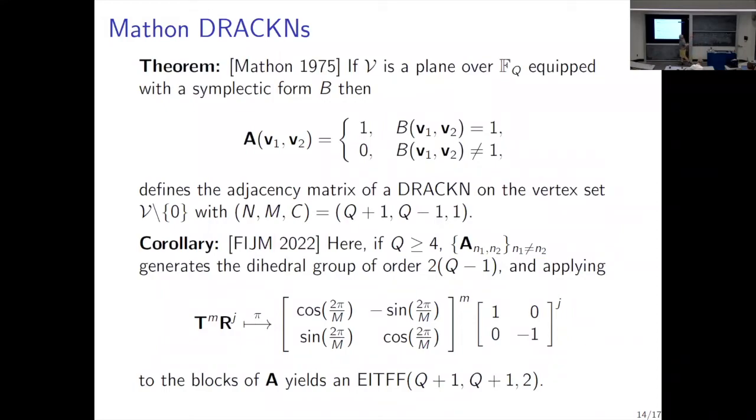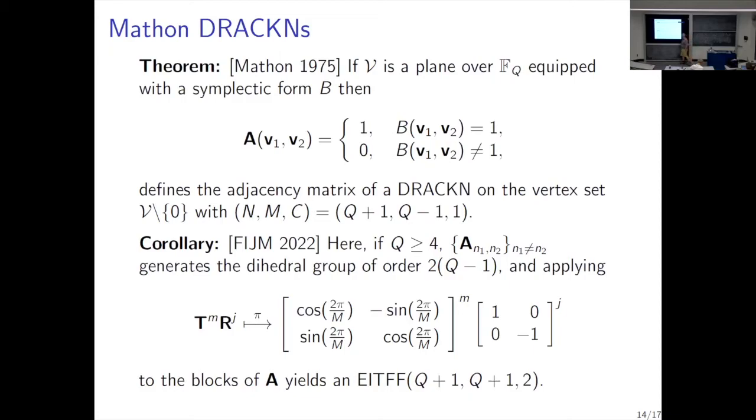And there's this very nice construction of a DRACKN by Mathon that uses a symplectic form over a finite field. And what you get in that case, this is the example I've been showing you this entire time, is that all the off-diagonal permutations all live in a dihedral group. They're all just regular shifts composed with a flipping, a reversal operator. And the dihedral group has such nicely understood representation theory that when you apply it, you actually get an EITFF of Q+1 subspaces in a Q+1 dimensional space where each one is 2-dimensional.